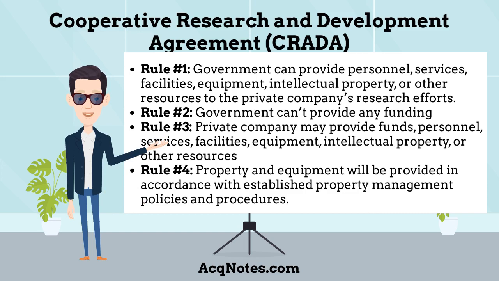Rule number 3, a private company may provide funds, personnel, services, facilities, equipment, intellectual property, or other resources toward the conduct of specified research or development efforts that are consistent with the missions of the Bureau. And finally, rule number 4, any property and equipment provided under technology transfer mechanisms will be provided in accordance with established property management policies and procedures.